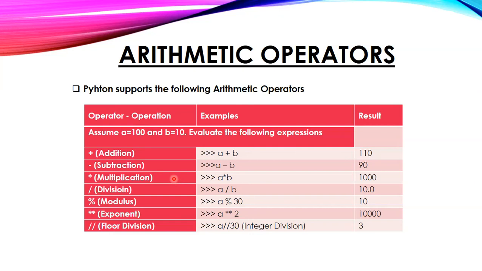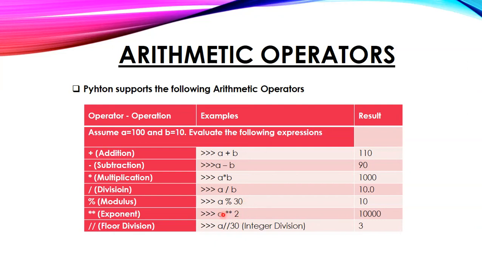See the tabular column. What are the arithmetic operators? Addition, subtraction, multiplication, division, modulus, exponent, and floor division. These are the categories under arithmetic operators. You already know addition, subtraction, multiplication, and division. What is meant by modulus? Division gives the quotient as the answer, and modulus gives the remainder as the answer.